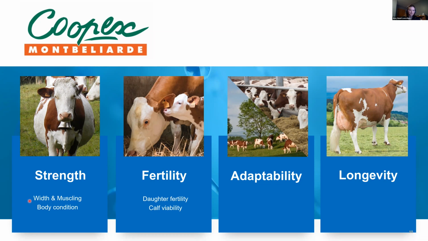This is something that's really interesting to look at data on, and unfortunately we don't have a study yet discerning the difference there between body condition and muscling, although I hope that that can be added soon, because they do have both.